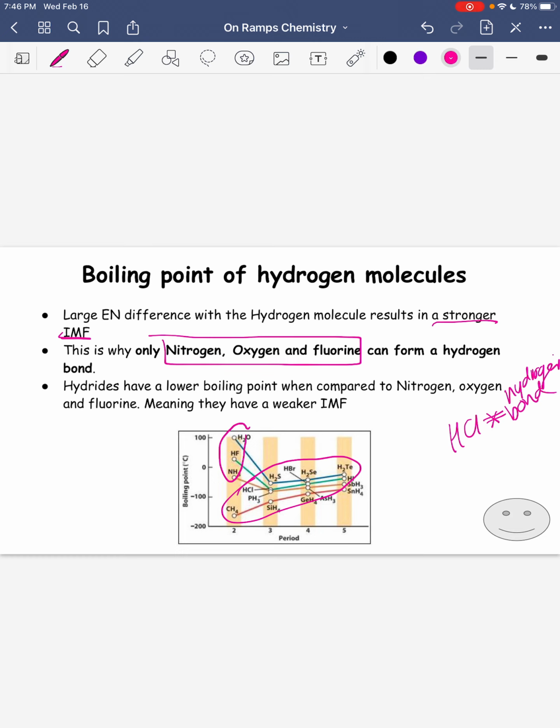So hydrides have a lower boiling point when compared to those with nitrogen, oxygen, and fluorine, meaning they have a weaker IMF. That's why we don't classify them as forming a hydrogen bond. Hydrogen bonds are strong, so that's why only nitrogen, oxygen, and fluorine can form a hydrogen bond.